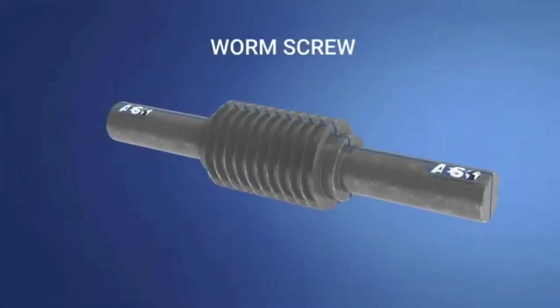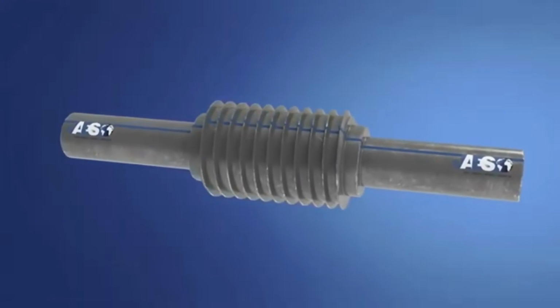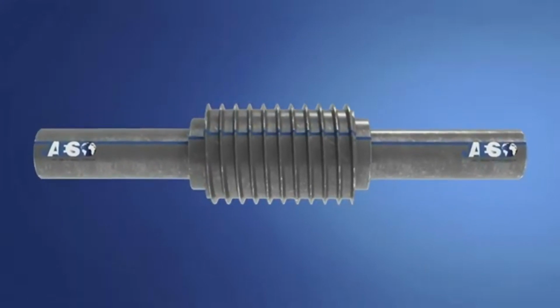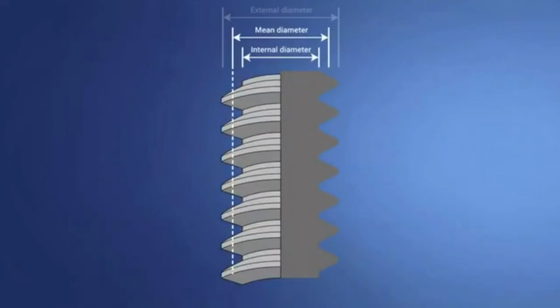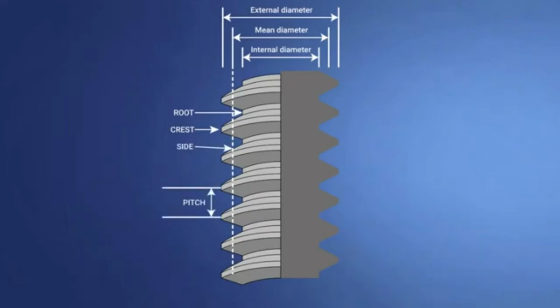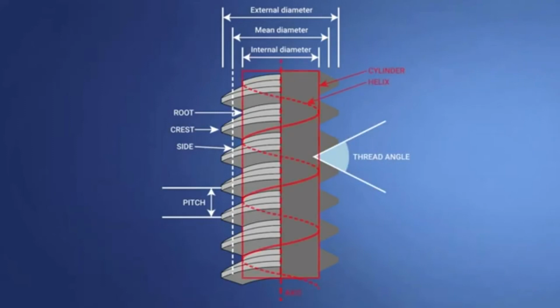A worm screw is the essential feature of a screw jack. Here we can distinguish its main diameters, the thread elements, the pitch, which is the distance between two threads, and the thread angle. We can notice that this type of screw is a helical structure used to convert between rotational and linear movement or force. This is the pitch of the helix, while this is the tilt angle of the helix.